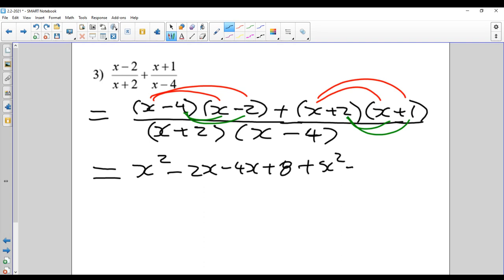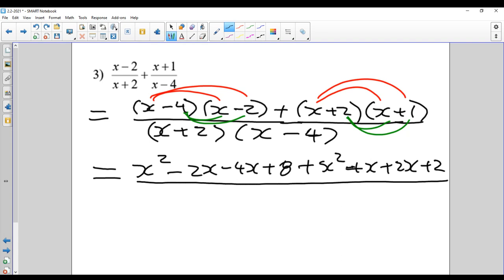X plus 1. Say it again. Just x. So plus x, yeah. Plus 2x. No. 2 times 1. Just 2. The bottom is still going to be x plus 2 and x minus 4. Do not FOIL the denominator.